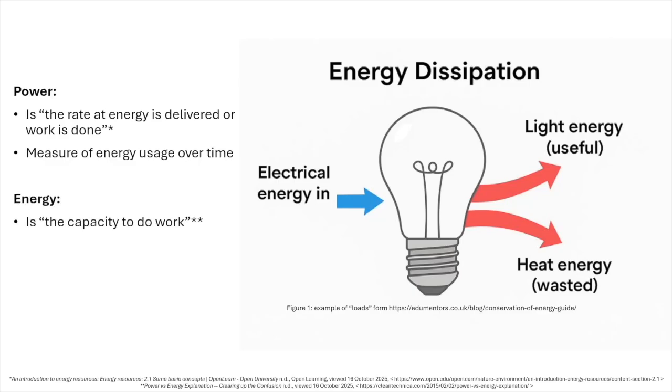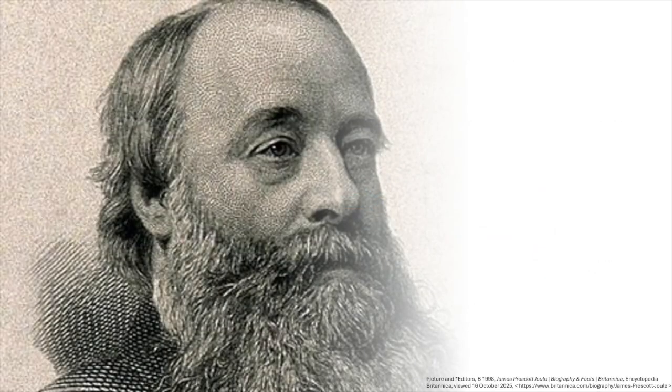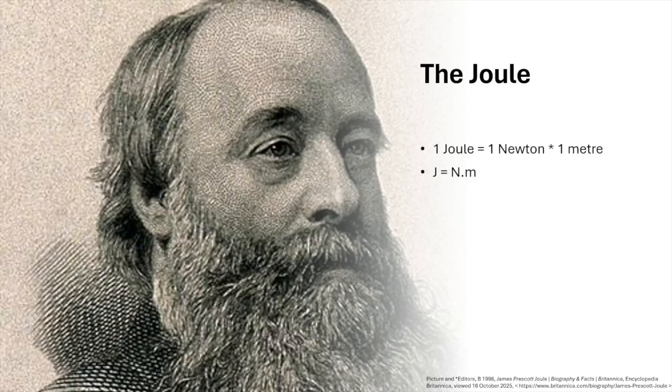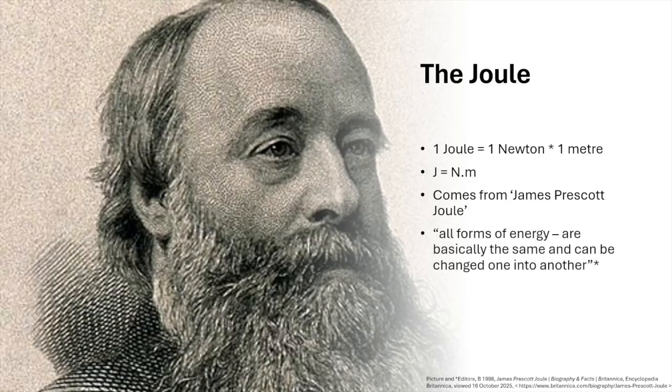Energy itself is described as the capacity to do work, i.e., to perform actions. It is the thing that pushes electrons through an electrical circuit, thus creating current. To delve deeper, we must consider the unit we use for energy, known as the joule, which represents the work done when a force of 1 newton moves an object 1 meter. This name came from James Prescott Joule, who was an English physicist and established that all forms of energy are basically the same and can be changed one into another.